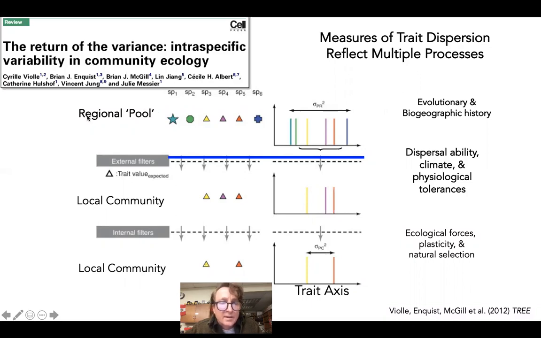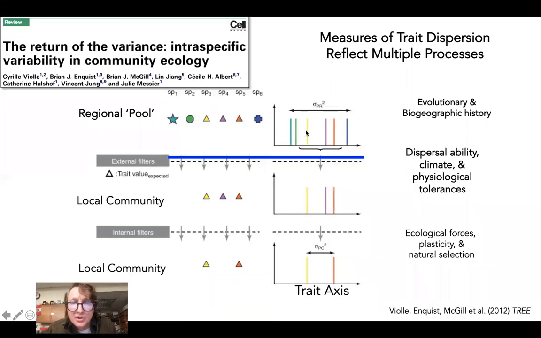And so we can think of ecological processes as operating on several different ecological and evolutionary scales. And so we can talk about the regional pool of species. And so this is more at the biogeographic or regional or ecosystem level, where we have several different species that are present within a given biogeographic realm or within a given ecosystem. And if we look at the trait values, the mean trait values of those species in the regional pool, you can see that they're dispersed across that trait axis.